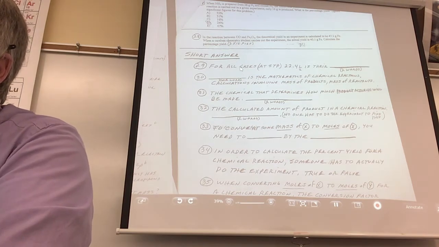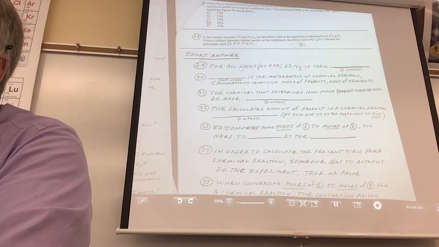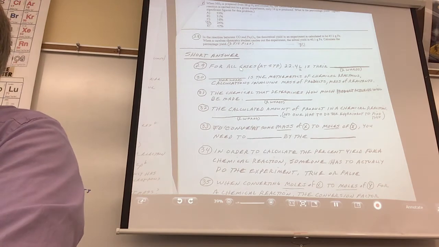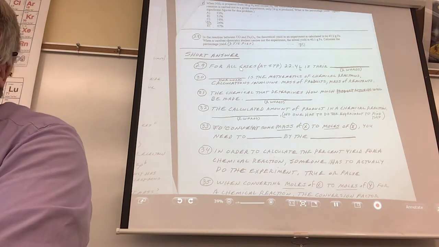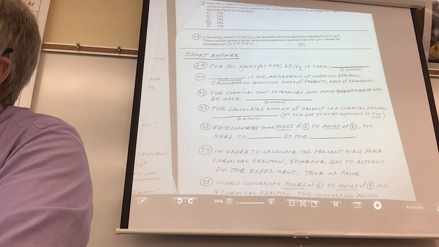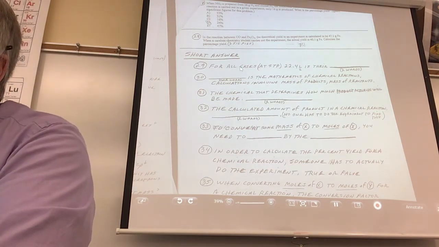Okay, what about number 2? Blank is the mathematics of chemical reactions, calculations involving mass of products, mass of reactants. What's that word? Stoichiometry. Number 3, the chemical that determines how much product actually will be made. Is it the peanut butter or is it the bread? So what are you going to call it? What's the one that actually determines what's going to happen? The limiting reactant, okay?